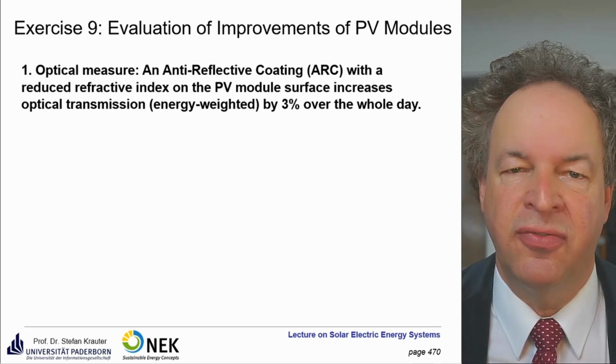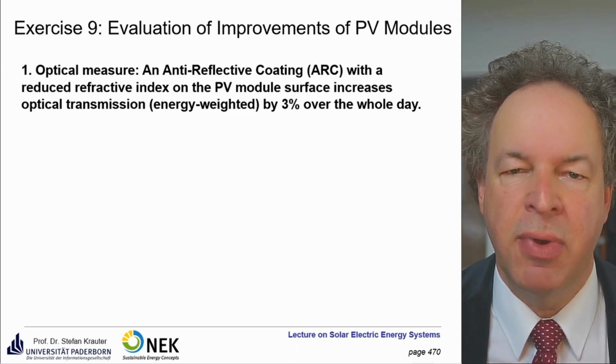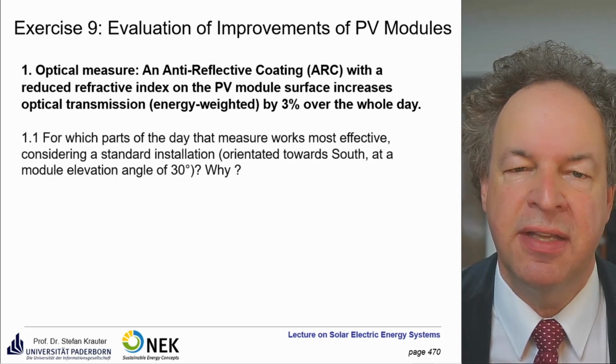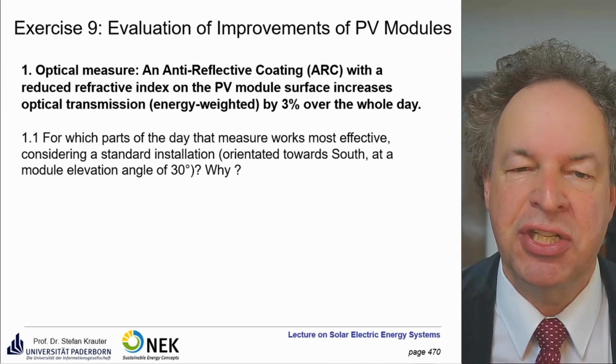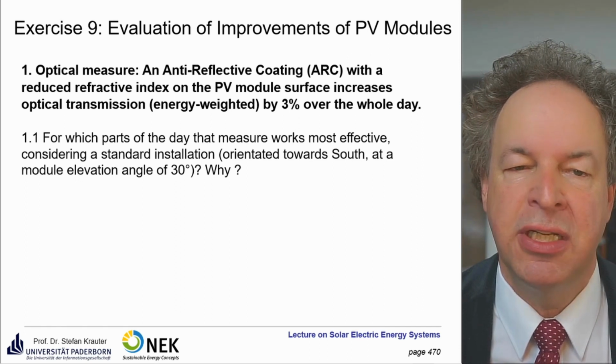An anti-reflective coating is added on the surface of the PV module. It increases optical transmission, energy weighted, by an average of 3% over the whole day. And the first question is, for which parts of the day does that measure work most effectively, considering a standard installation, that means oriented towards south at a module elevation of 30 degrees.